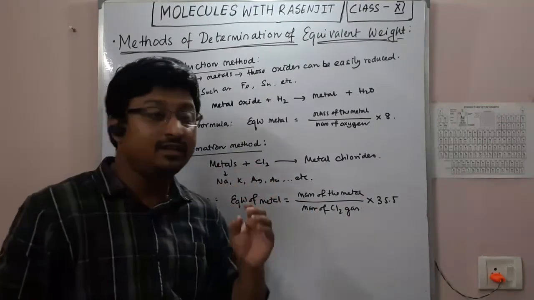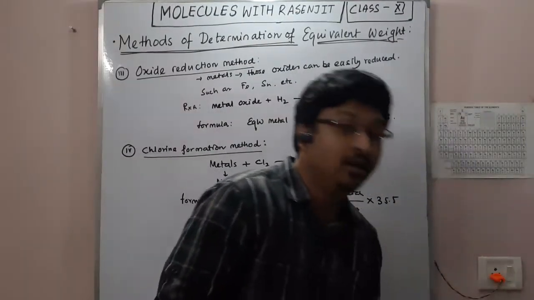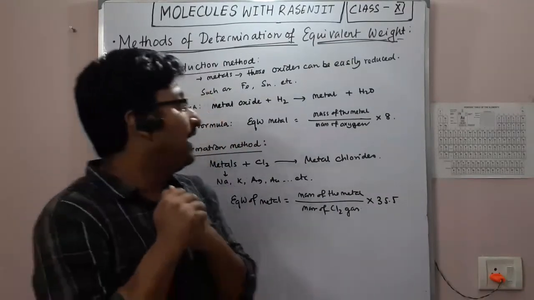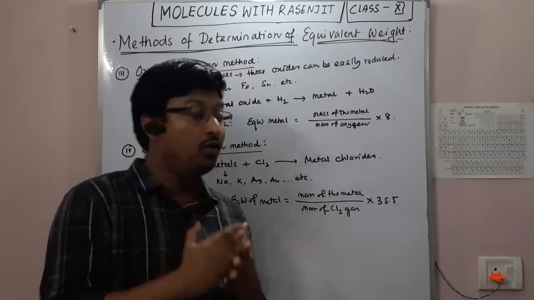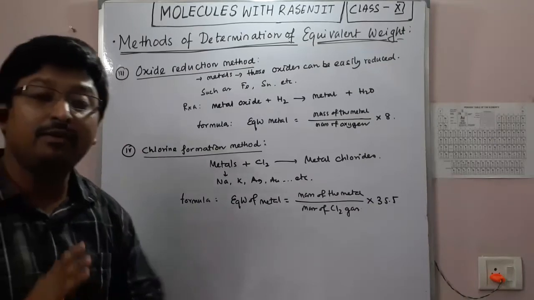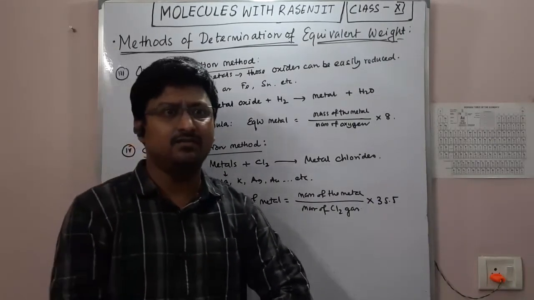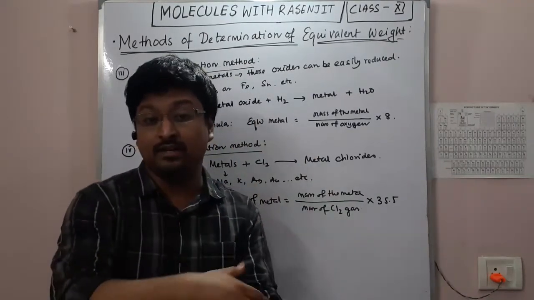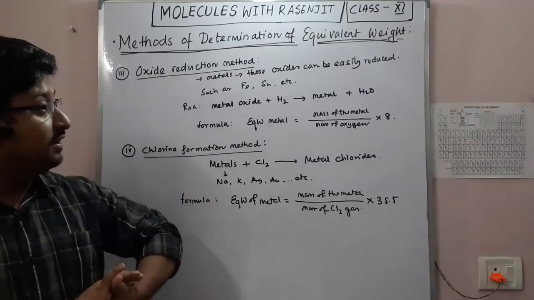All four methods are derived from the definition of equivalent weight, where you have used standard hydrogen, oxygen, and chlorine. These four are the fundamental techniques to determine the equivalent weights of metals and other substances which make oxides, chlorides, and hydrides. So till then, this lecture is fine.